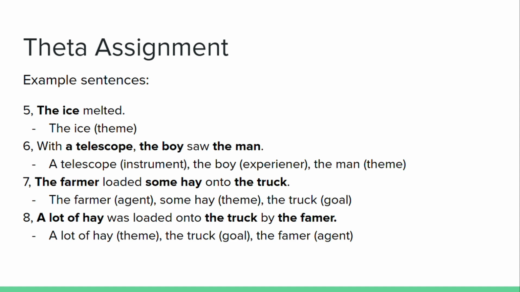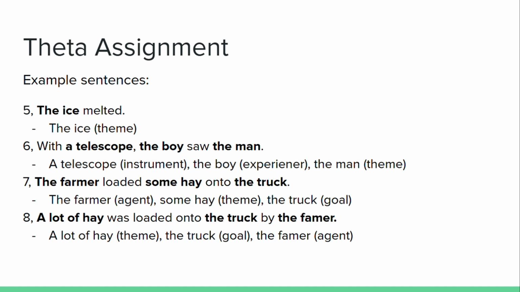With a telescope, the boy saw the man. Here, a telescope, as a noun phrase, is assigned the theta role of instrument. The boy, a noun phrase, is assigned the theta role of experiencer. And the man, a noun phrase, is assigned the theta role of theme. Let's look at the seventh sentence.